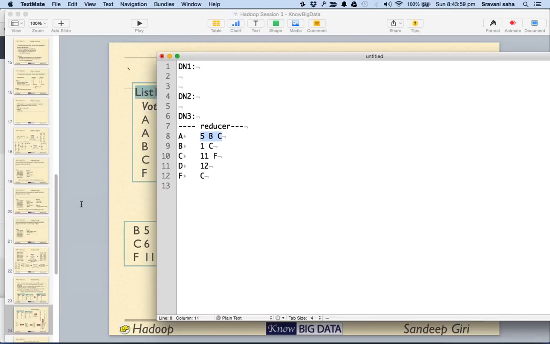So now you can imagine that if there are too many values for a key, then your reducers might get blasted. That's a flaw. And when we talk about the combiner, we will also talk about how we can avoid those kinds of problems.